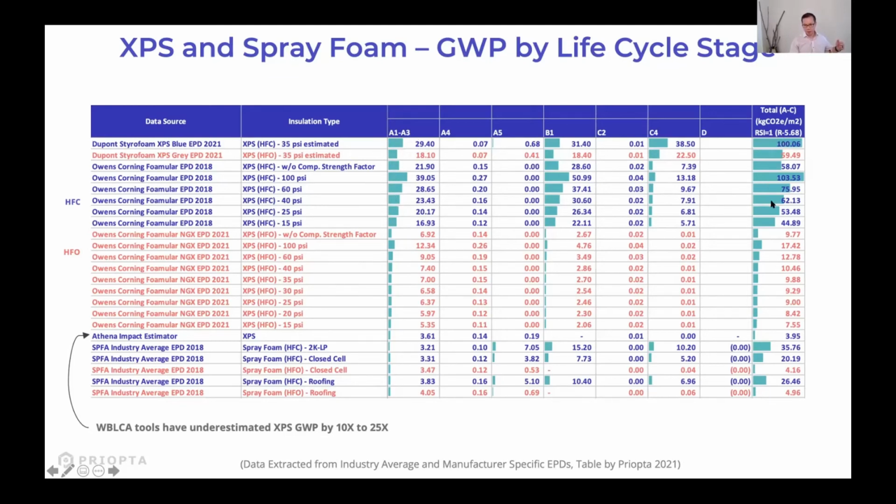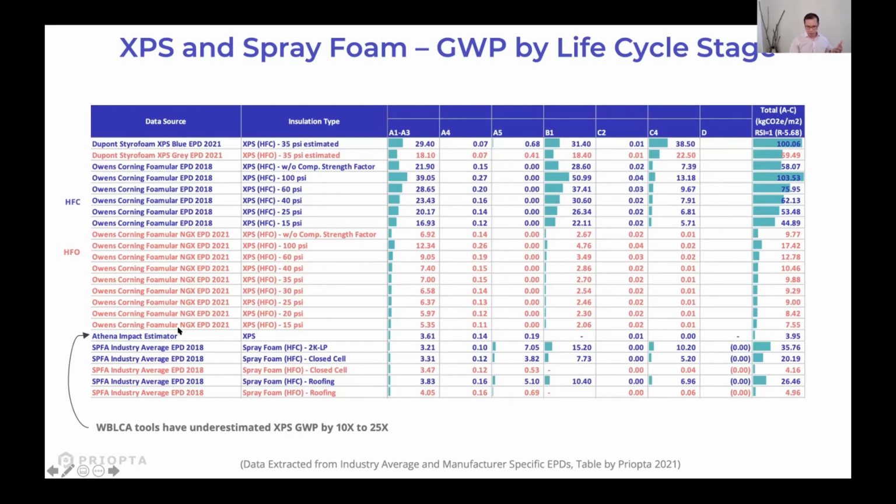So if you add it all up, this is what the total number looks like per RSI equal to 1, which is roughly equivalent to an R 5.7. And one really important factor, which I highlighted and brought to the attention of a lot of people in the industry, I think it was last year or maybe the year before, was that in some of the whole building LCA software tools, actually the three main ones typically used, Athena, Tally, One-Click LCA, those XPS values were significantly lower compared to the manufacturer-specific EPDs that were out there.